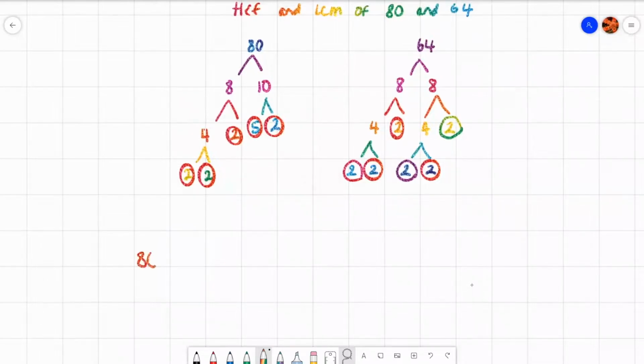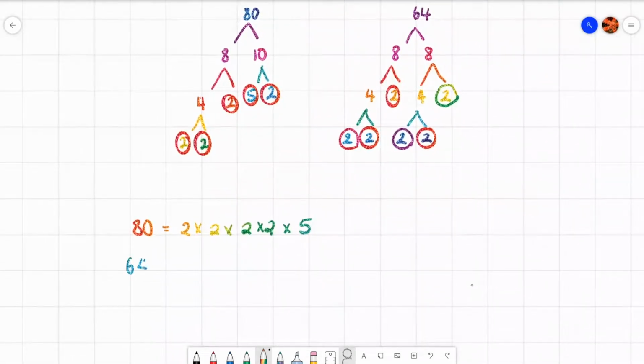Okay, well, now what we need to do is write down the prime factors. So 80 is 2 times 2 times 2 times 2 times 5. And 64 is 2 times 2 times 2 times 2 times 2 times 2. So 1, 2, 3, 4, 5, 6. 1, 2, 3, 4, 5, 6. Make sure we've got the right number.